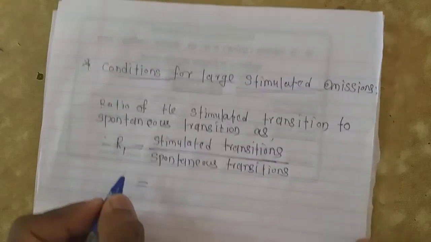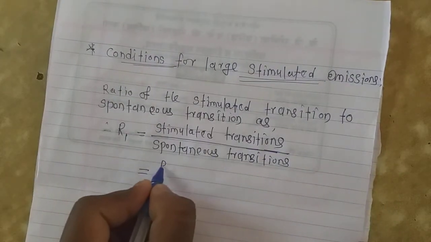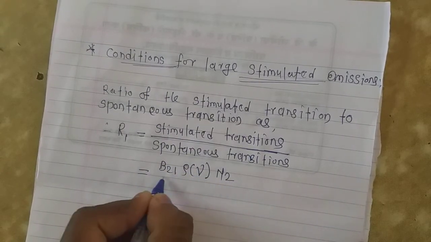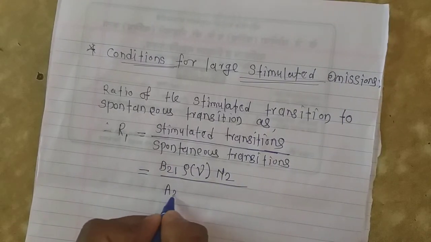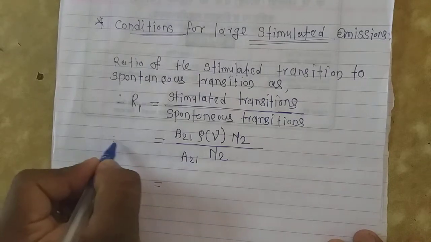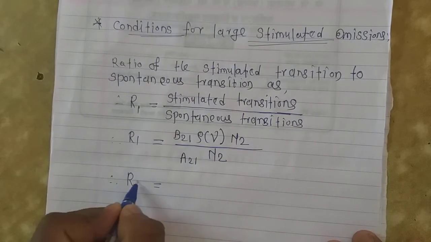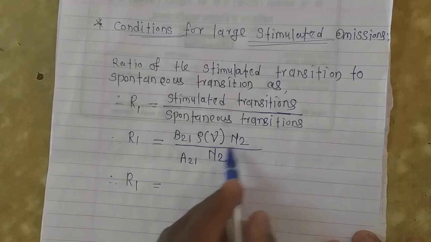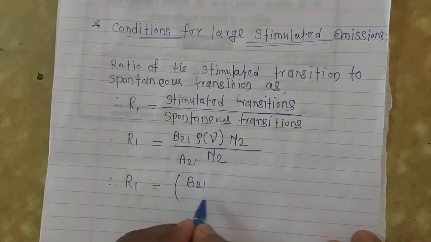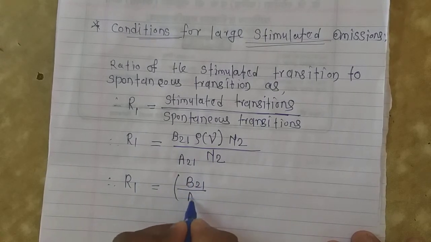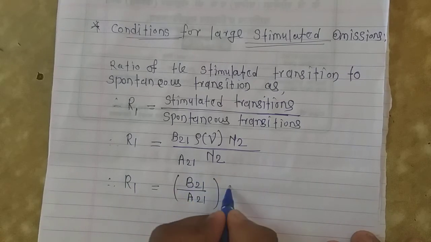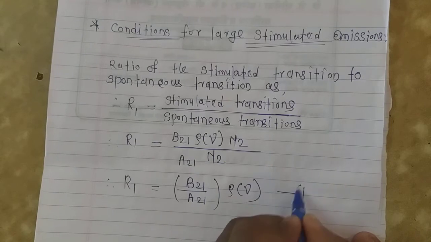Then we know the rate equation: stimulated transition is B21 rho nu N2, divided by spontaneous transition A21 N2. Therefore R1 is equal to, N2 will be cancelled, then the Einstein coefficient B21 divided by A21 into rho nu, equation number 1.